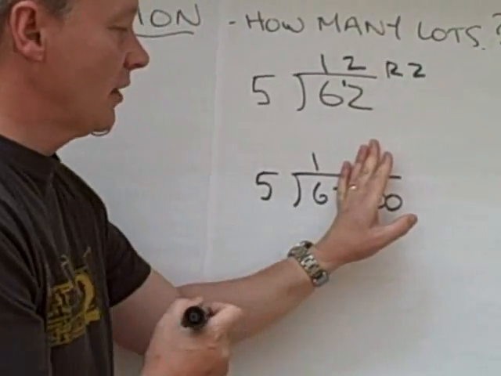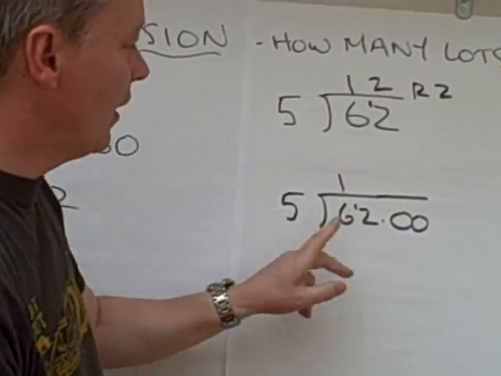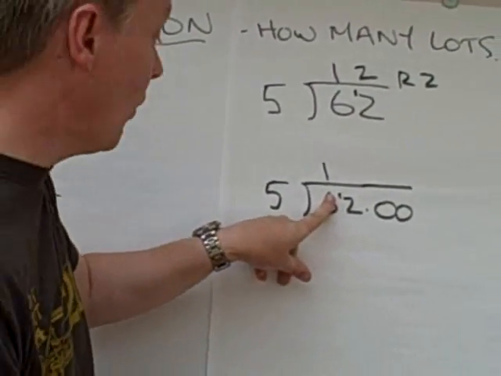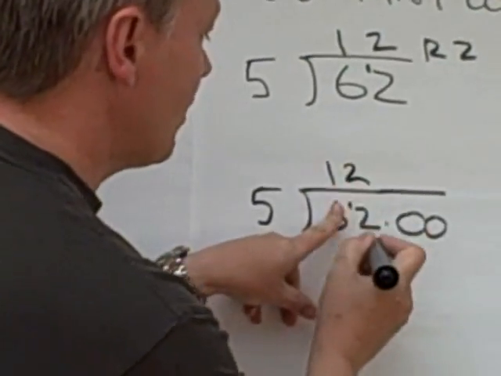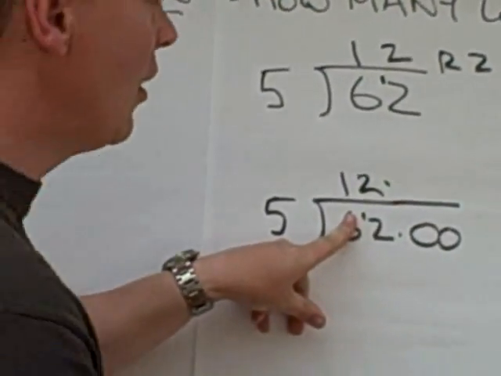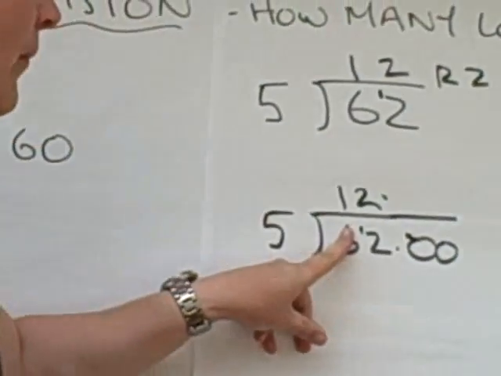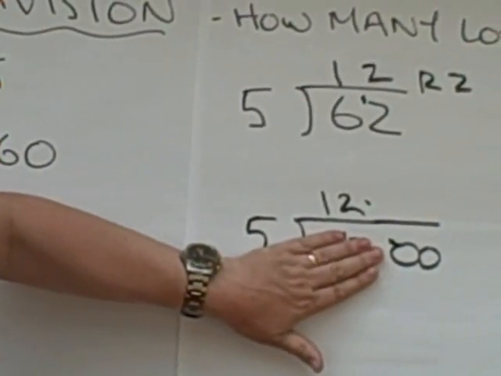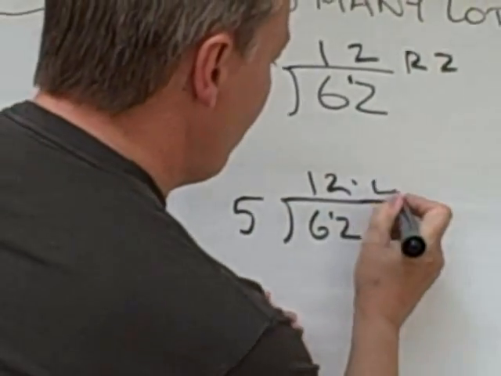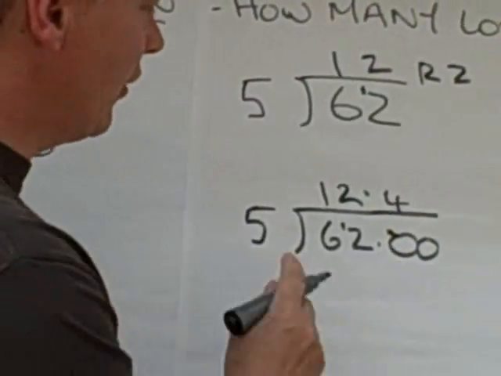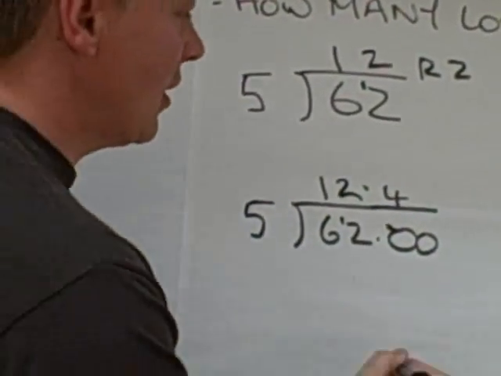So once again, how many times does 5 go into 6? It goes once. What's left over? How many times does 5 go into 12? It goes twice. There's my decimal point. What's left over? 2. How many times does 5 go into 20? It goes 4 times.